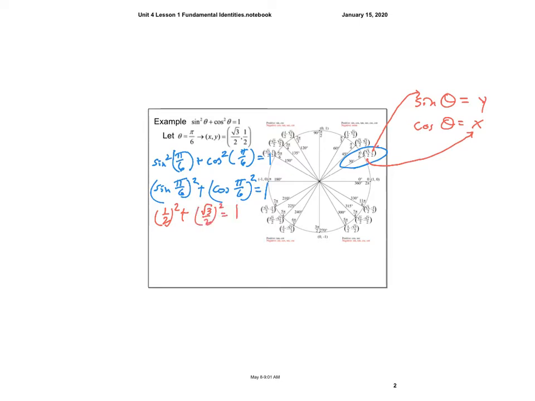Now I'm just going to complete my math on the left-hand side. 1/2 squared: 1 squared is 1, 2 squared is 4, so I get 1/4. Square root of 3 over 2, if I square each of those, the square root of 3 squared is 3, and 2 squared is 4. So then 1/4 plus 3/4 is 4 over 4, because you add your numerators and write down the common denominator, and 4 over 4 reduced is 1. So that does hold true. And if you did any ordered pair on the unit circle and plugged them into sine squared theta plus cosine squared theta, you are going to get 1.